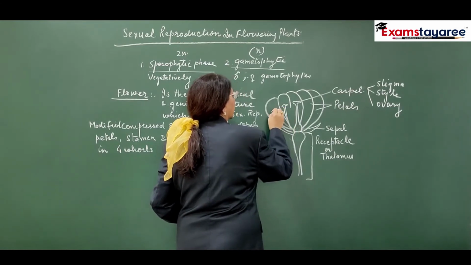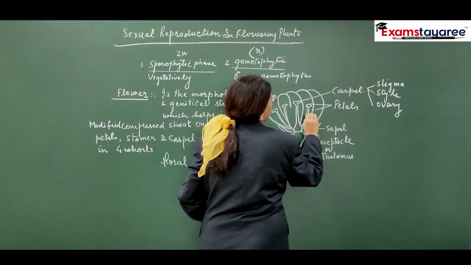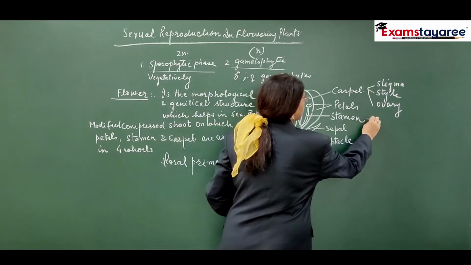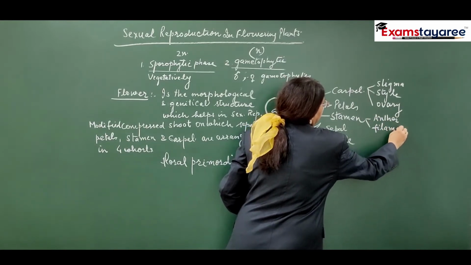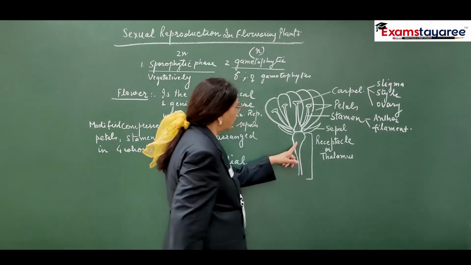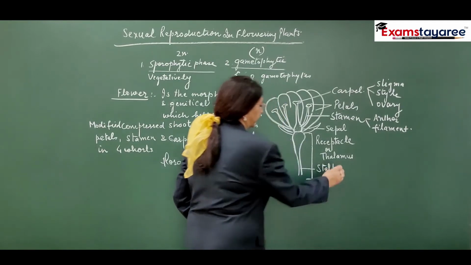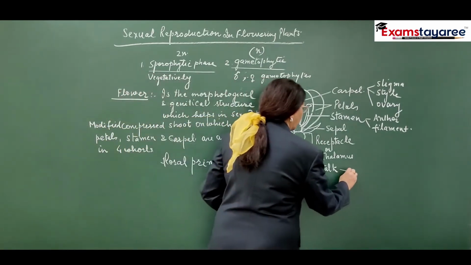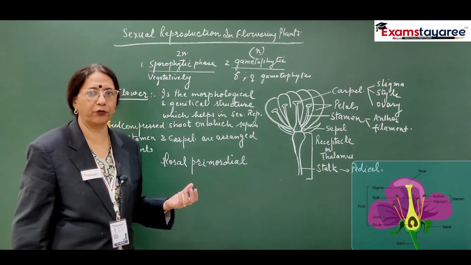Then there are male reproductive parts known as stamen, which has a terminal anther and a filament. So this is the structure of flower. Now this thalamus has a stalk with which the flower is attached to the branch of the tree, and it is known as pedicel. So this is a general structure of a flower.